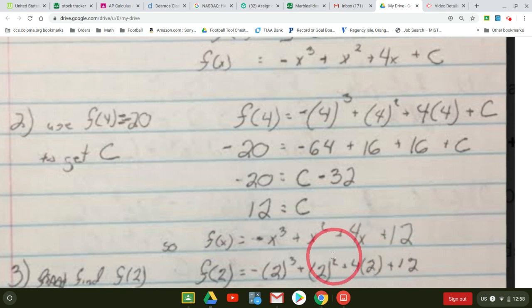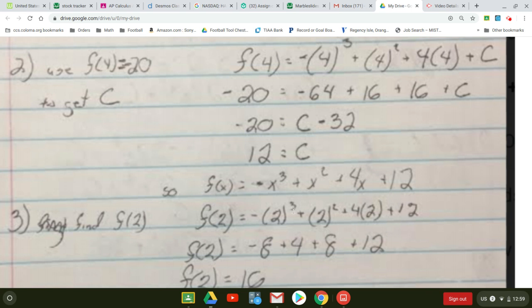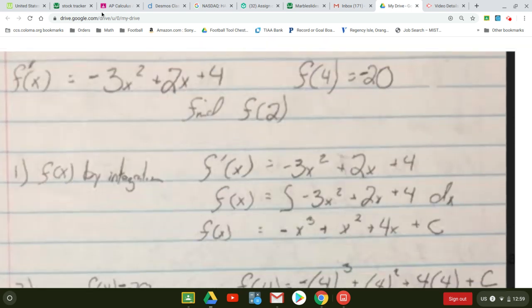And now that we have this function, f of x equals negative x cubed plus x squared plus 4x plus 12, we can figure out what f of 2 is, because when we put a 2 in, there are no variables left anymore. So we substitute our 2 in, we get negative 8, positive 4, positive 8, and positive 12. We cancel out our negative 8 and our positive 8. That's 0. We've got 4 plus 12 is 16. And that's what our answer is. f of 2 is 16 when we have that initial condition right there.